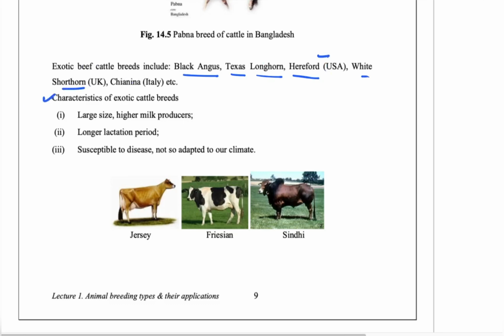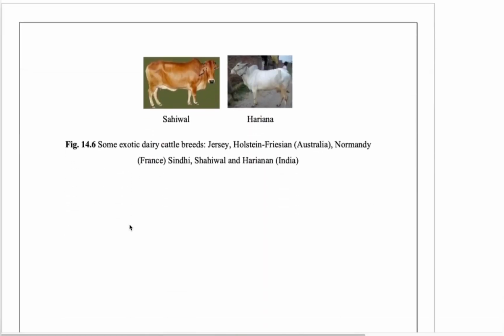So what are the characteristics of the exotic cattle breeds? They are larger in size, higher milk producers, very important, with a longer lactation period, and they are susceptible to disease, not so adapted to our climate. So if you keep them, you have to take care of them, right? So this is Jersey, this is Friesian, and this is Sindhi. Sindhi is very, very common, and Jersey is also very common in Indian households. There is Sahiwal. This is also very commonly seen in Haryana. So these are some exotic dairy cattle breeds you see in India also, right?